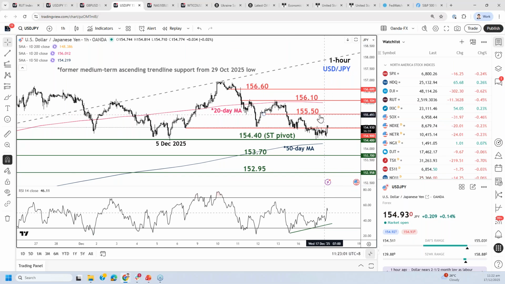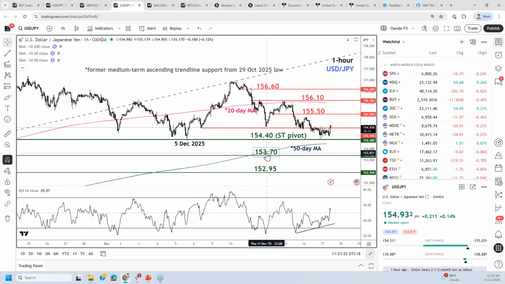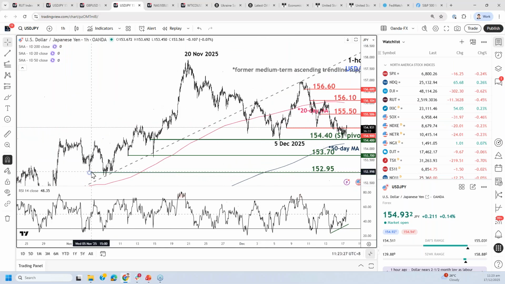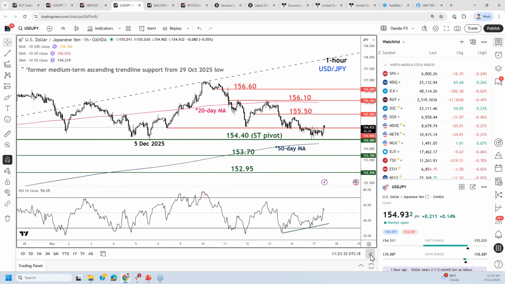Two key resistance levels to watch: 155.5, maximum 156.10, which confluences with the 20-day moving average. Only a bearish breakdown and an hourly close below 154.40 will invalidate today's intraday mean reversion rebound, to see the continuation of the minor impulsive down move sequence to expose the next near-term support levels at 153.70 and 152.95, which is the minor swing low area of 5th of November and 7th of November. All right, so that sums up all the intraday technical outlook on the 4 major US dollar pairs.